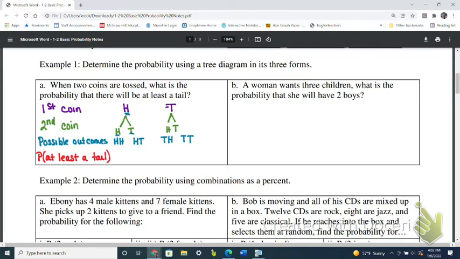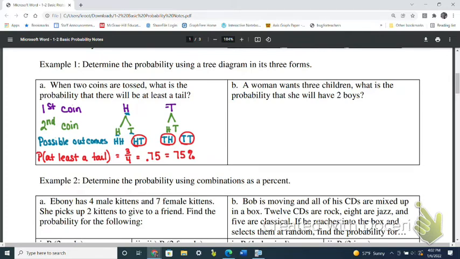When we write it out, we always write what we are finding the probability of. So the probability of at least one tail. Let's look, when does that happen? Here it has one tail, here it has one tail, here it has two, but that is bigger than at least one. So the probability is 3 out of 4, which is 0.75. And to turn a decimal into a percent, remember we multiply by 100. So it's 75%.